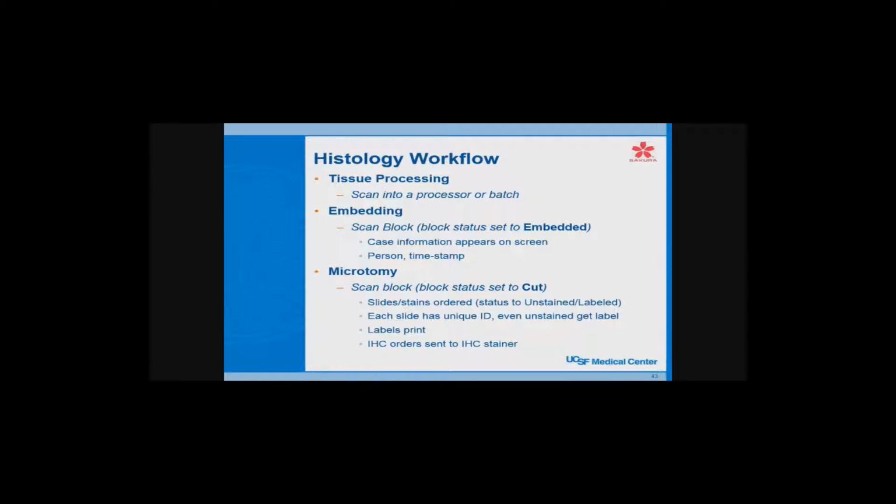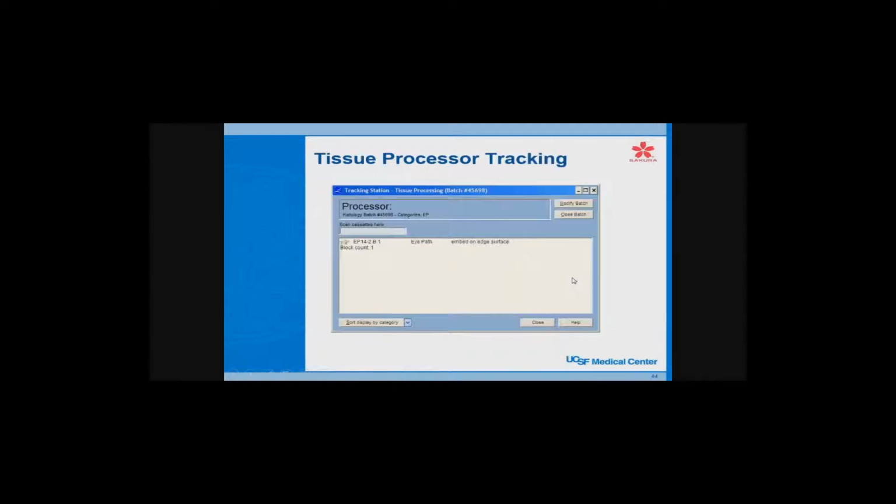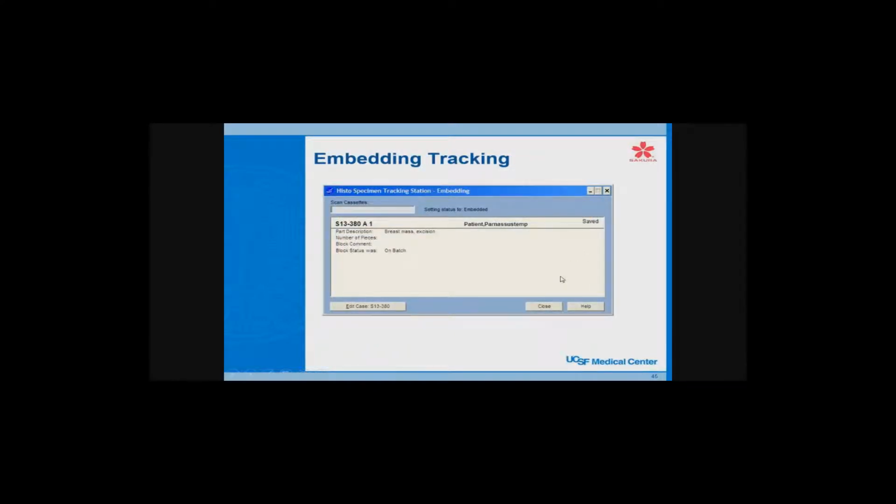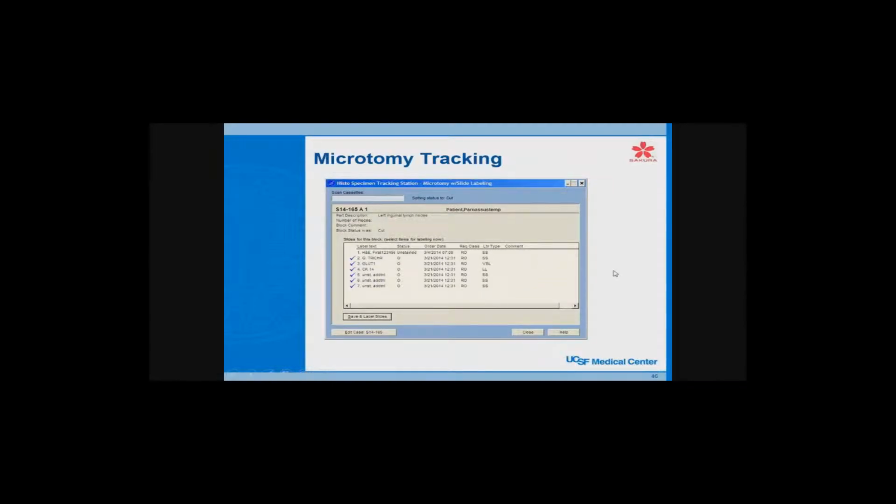At embedding, they scan the block, and at that time its status gets set to embedded, and their case information shows up on the screen, and it also gets the timestamp and the person who embedded it, which makes it very easy to go back and figure out embedding problems. And then at microtomy, they scan the block, they get slides and stains ordered. Anything that was ordered shows up on the screen, labels are printed, unstained gets labels as well. And then at the same time, IHC orders are sent over to the IHC stainer.